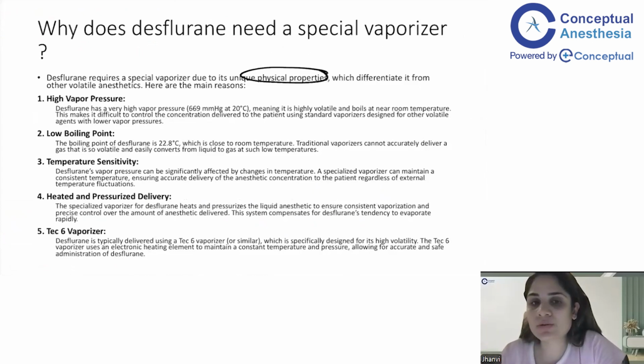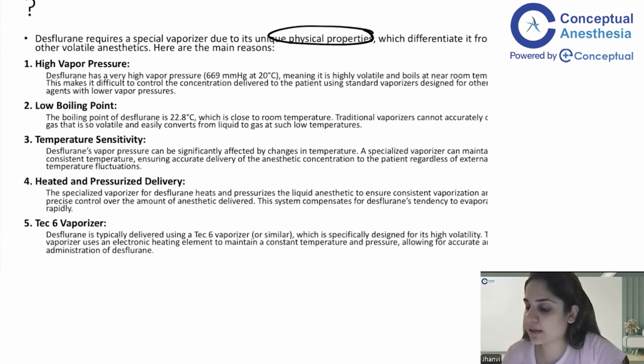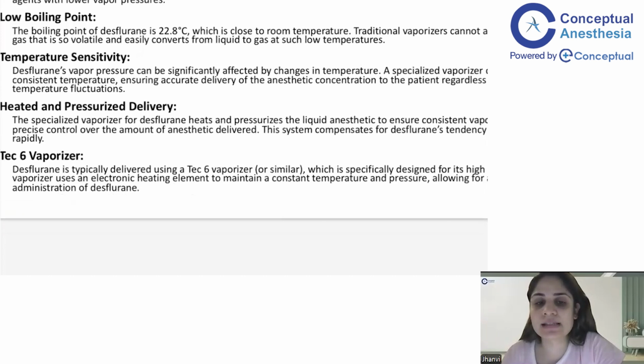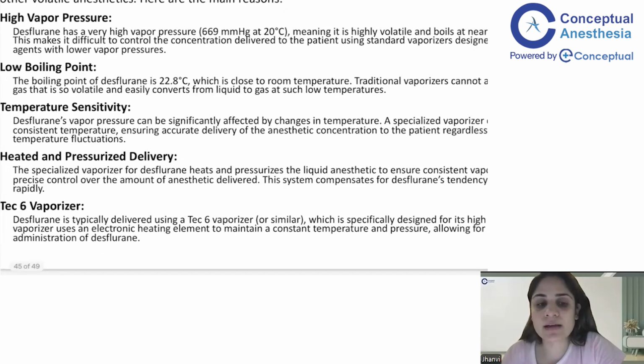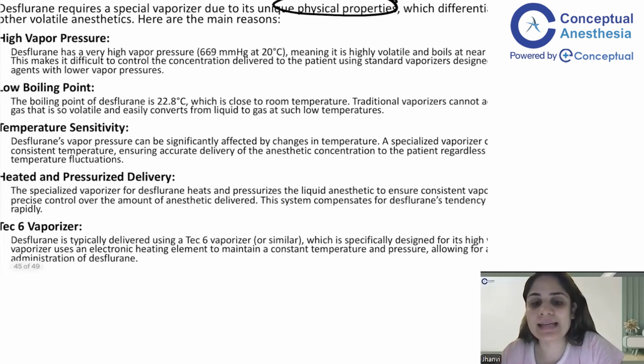And because of these unique physical properties, it is important that we have a special vaporizer. Now, what is the special vaporizer? It is called Tech 6. Okay. And what is special about Tech 6? Tech 6 is specifically designed because it uses an electronic heating element.